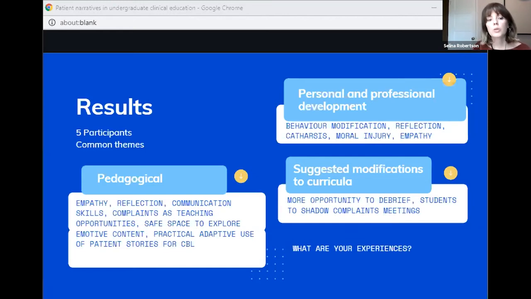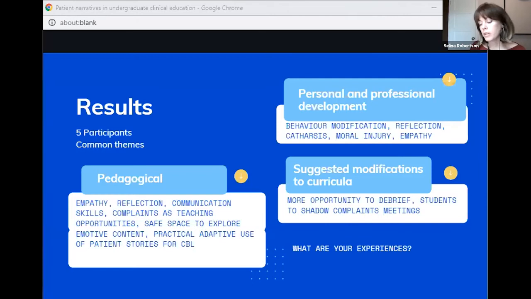So in terms of pedagogical and teaching applications, these from their experience were really broad, really wide-ranging. So you've got everything from patient narratives being a trigger for empathy, reflection, so teaching how to reflect in this sense, communication skills, something that I hadn't considered before, which was patient complaints as teaching opportunities and windows into those first-hand personal narratives, to create a safe space to explore emotive content for students, and practical and adaptive use of patient stories for case-based learning.